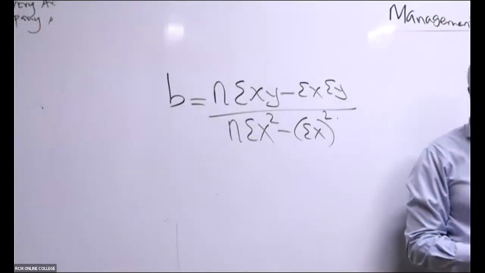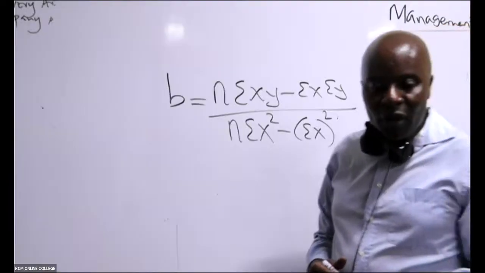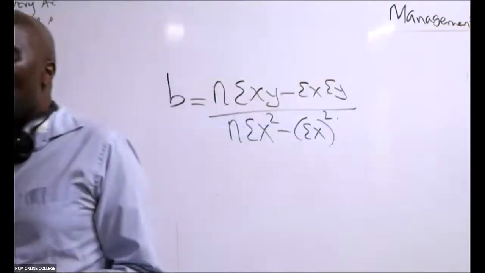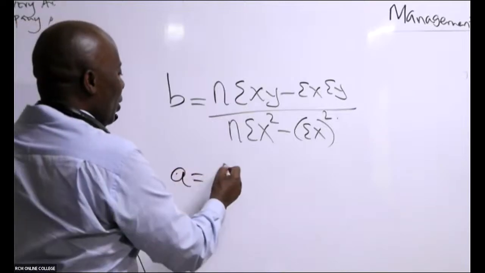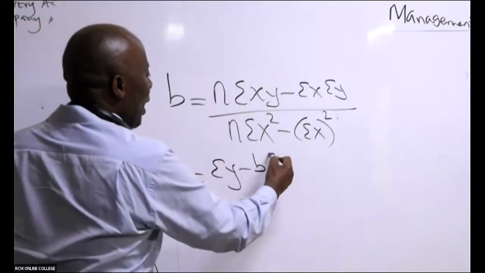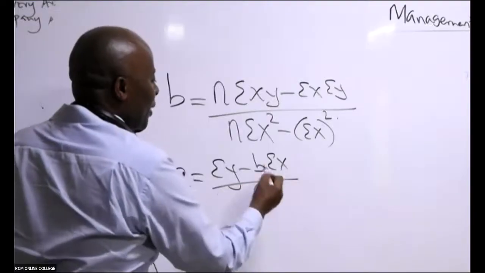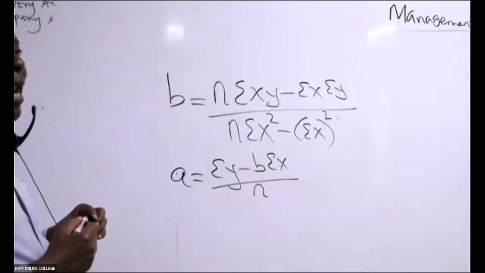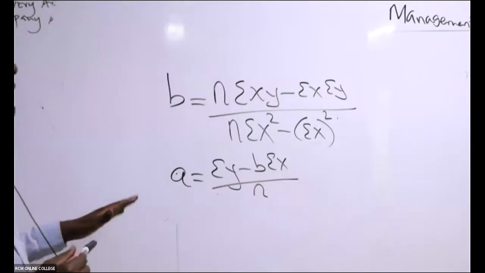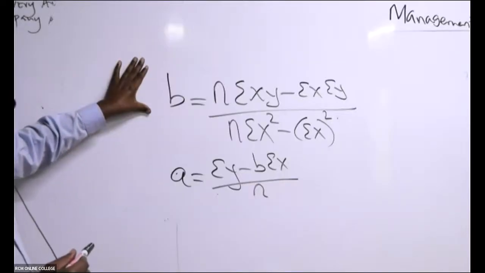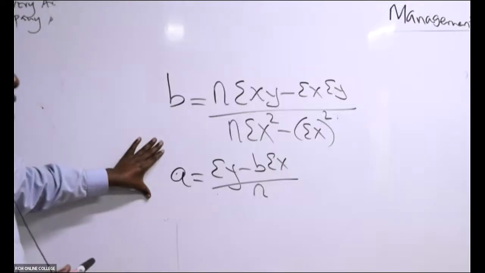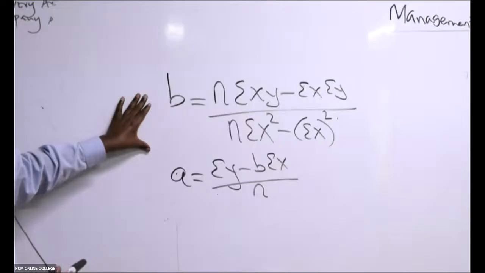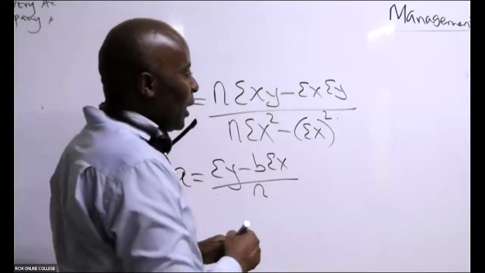Best subject in CPA. And then, ladies and gentlemen, having gotten that, how do we get our a? To get a, we shall take summation of y minus b summation of x, divided by n. So anytime they want us to give the value of b, this is how we shall be getting it, and this is how we shall be getting the value of a.